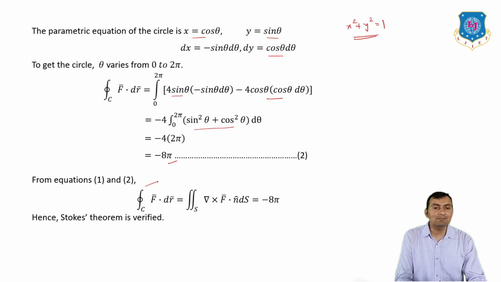So from equations number 1 and 2, you can notice that both the line integral as well as the double integration have the same answer, that is minus 8 pi. It means that Stokes theorem is valid. Whenever you are supposed to use Stokes theorem, you should think about the curve, which should be a closed curve.